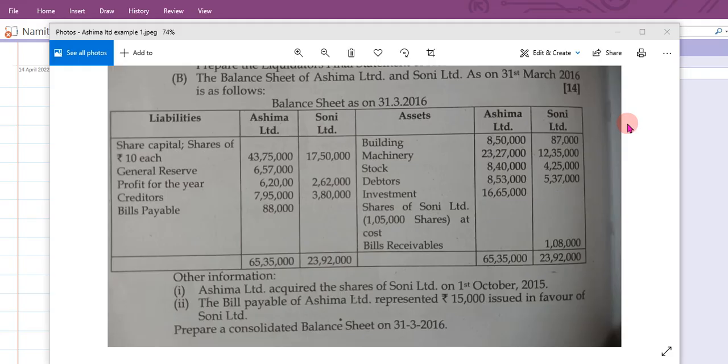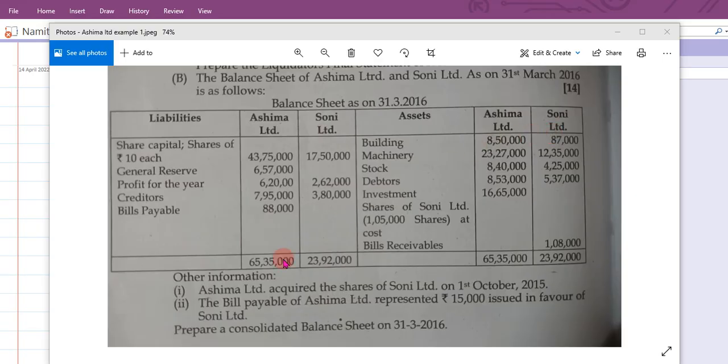I am Namita Mane. In today's video, let us solve an example of holding company account. So this is the example of Anshima Limited and Sony Limited. The balance sheet of Anshima Limited and Sony Limited as on 31st March 2016 is as follows. So liabilities of Anshima Limited and Sony Limited are given. Assets of Anshima Limited and Sony Limited are given.